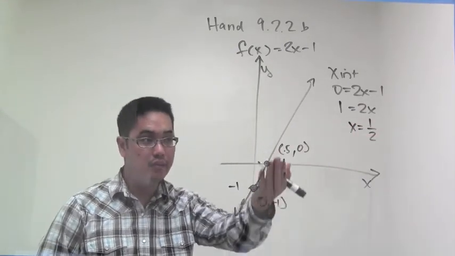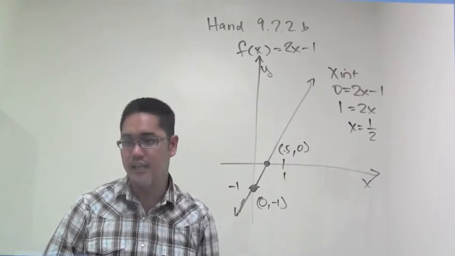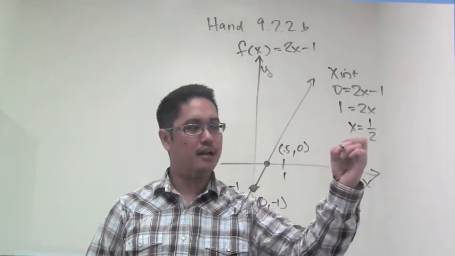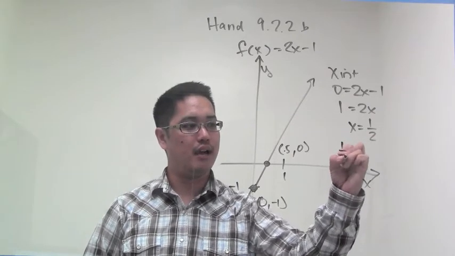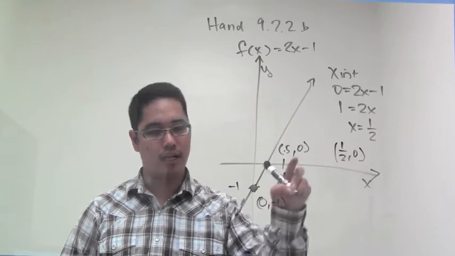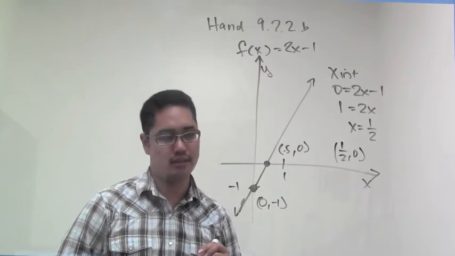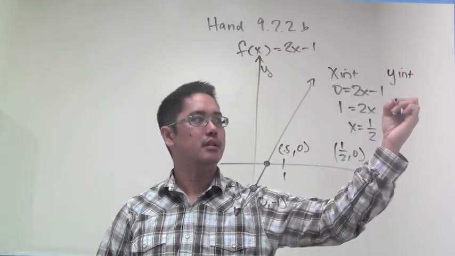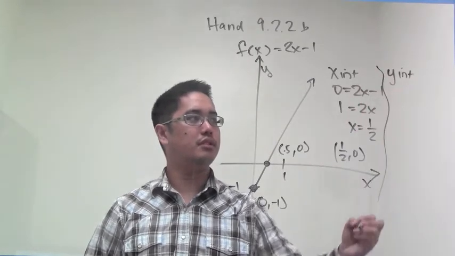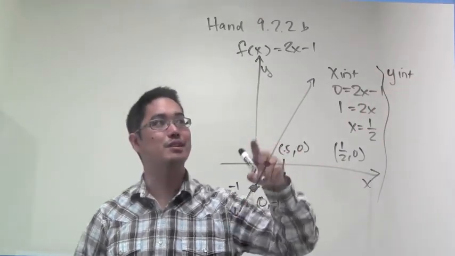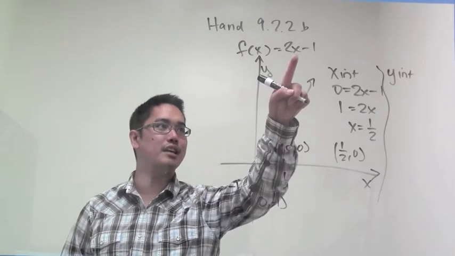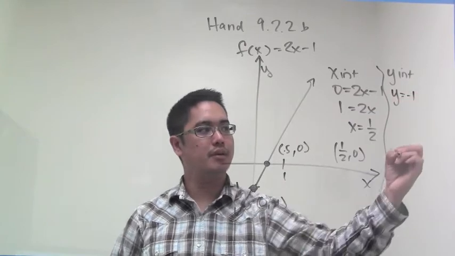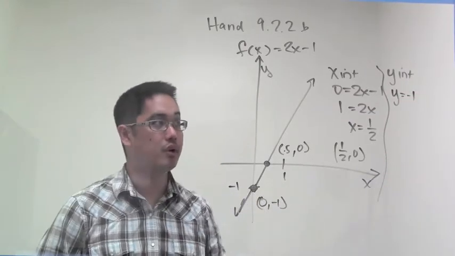Hey, that's what I wanted. It was 0.5. That's what I guessed, and that's what it ended up being. I proved it. My x-intercept is 1/2, 0, or like I wrote up on the board, 0.5, 0. The y-intercept, what you do is you set x equal to 0. Well, that's really nice because setting x equal to 0 makes that term 0 and you get -1. So y equals -1. Your coordinates are 0, -1.